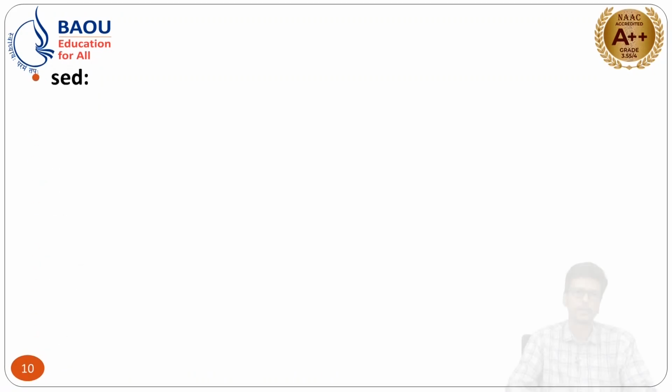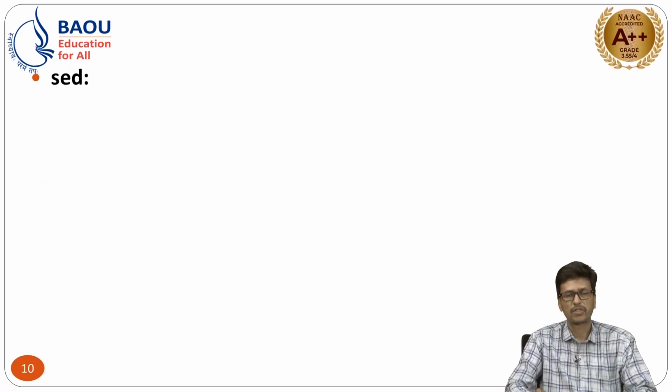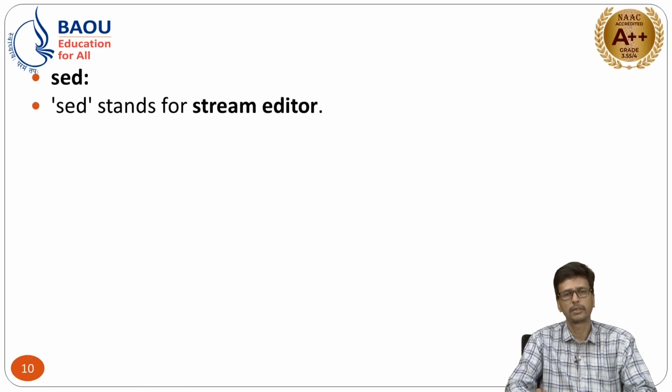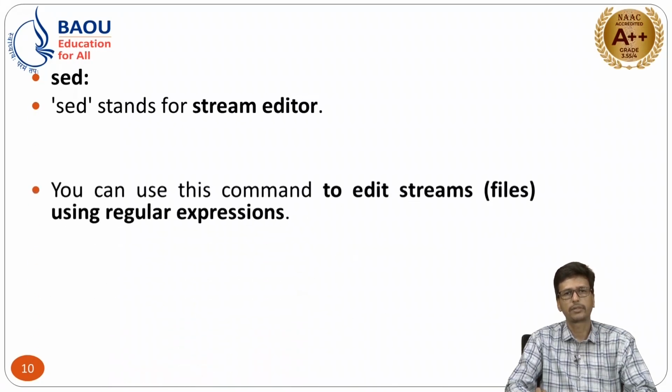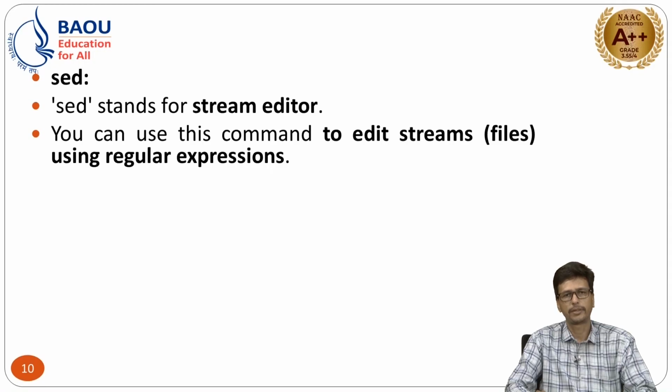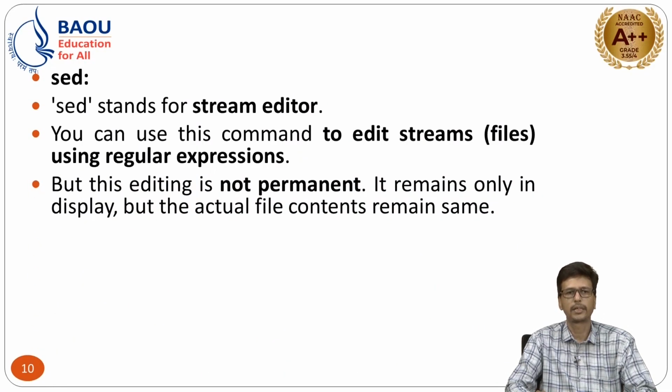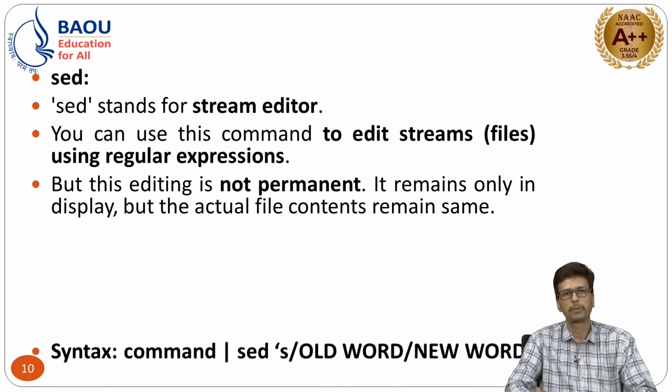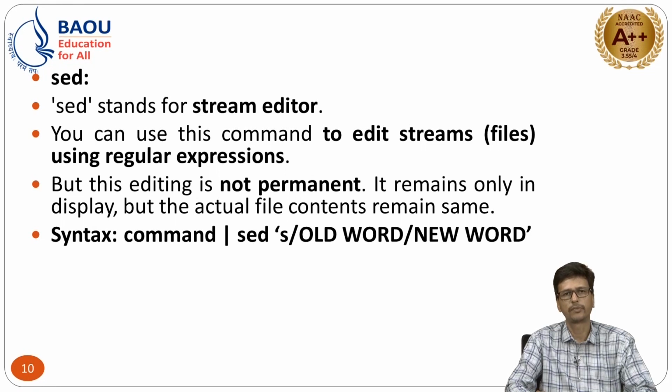So this way you can use that cmp command. Then after that, the next filter is the sed command, that is stream editor. If you want to edit streams or a file using regular expressions, in that case you use the sed command. The editing is not permanent, you can just see it in the form of output. If you want to save that content, you have to redirect the output into another file, right?